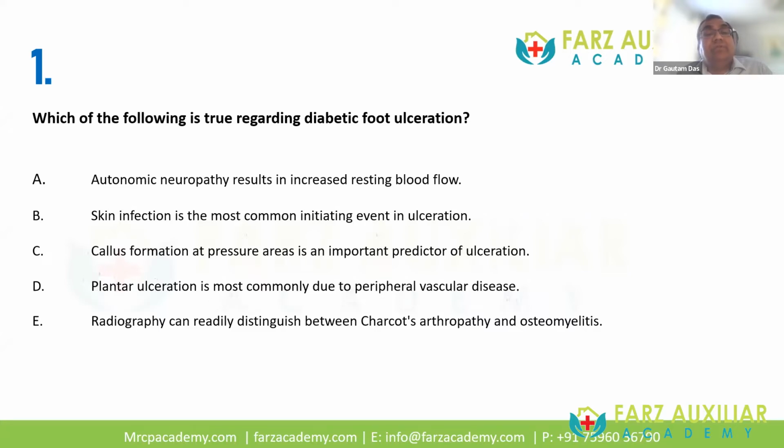So the question is, which of the following is true regarding diabetic foot ulceration? Choice A, autonomic neuropathy results in increasing resting blood flow. Skin infection is the most common initiating event in ulceration. Callus formation at pressure areas is an important predictor of ulceration. Plantar ulceration is most commonly due to peripheral vascular disease, and radiography can easily distinguish between Charcot's arthropathy and osteomyelitis. So have a read through the choices again, and make a note of the answer yourself, and then I'll take you to the next slide with the answer. So 10 seconds.